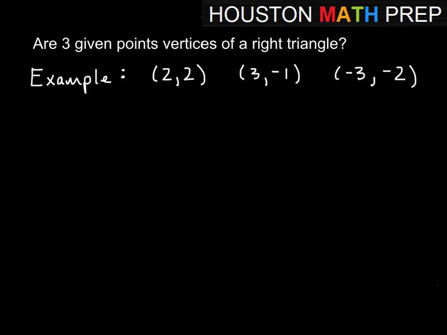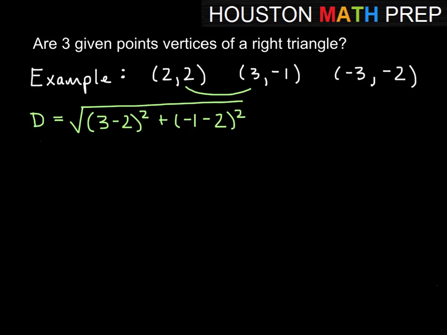Alright, so here's one more example just to show you the difference. So we'll go ahead and first find the distance from 2, 2 to 3, negative 1. So if we plug that in our distance formula, that'll give us 3 minus 2 squared plus negative 1 minus 2 quantity squared. Take the square root of that.